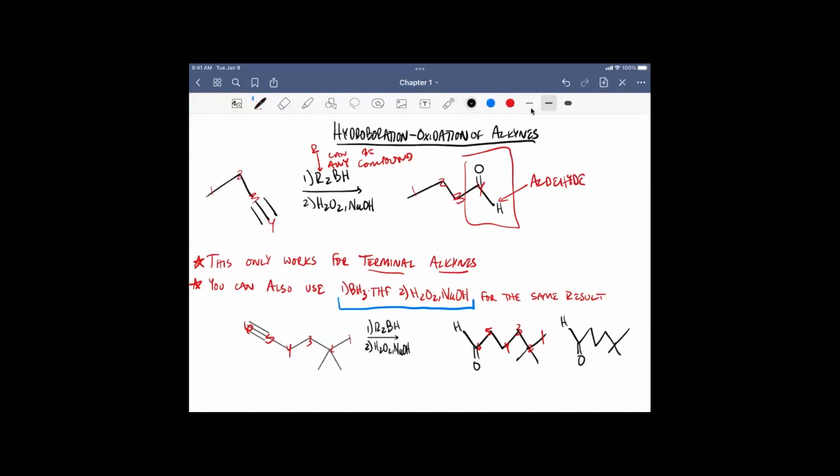All right, so don't be afraid that I added this other line here, because you might think, oh, that's another carbon, I'm adding too many carbons. No, that's just a single bonded hydrogen at the end there.